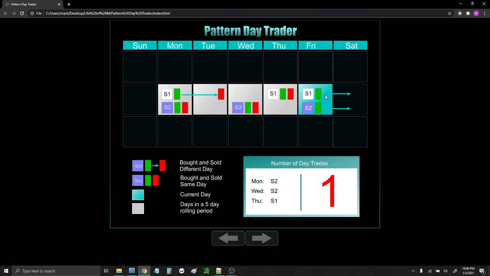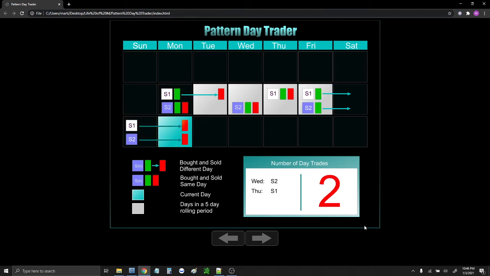Notice here on Friday, the current day, that this trader purchased stock 1 and stock 2 and plans to hold it over the weekend, over Saturday and Sunday. The market is not open on Saturdays and Sundays, nor is it open on certain holidays. So that will not count towards the days of the 5 day rolling period.